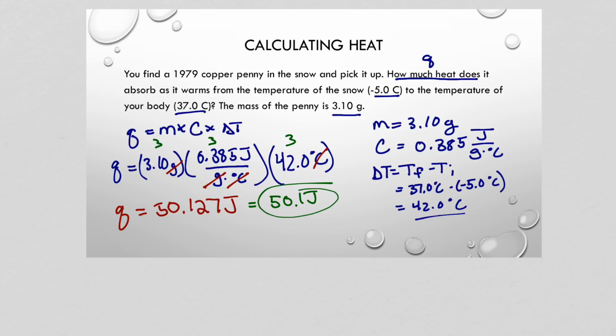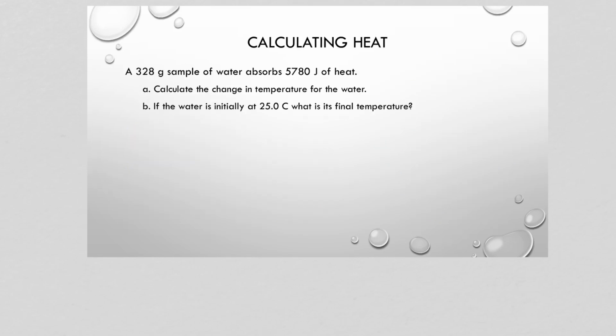Now, we're going to close out with one more example that might be a little bit more complicated. Sometimes we won't be asked to find Q. We'll be asked to find one of the other values in our equation, like the mass or the specific heat or the change in temperature. And so, let's look at another problem. So we have a 328 gram sample of water that absorbs 5,780 joules of heat. We want to calculate the change in temperature for the water, or in other words, the delta T.